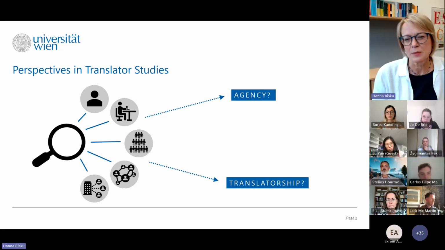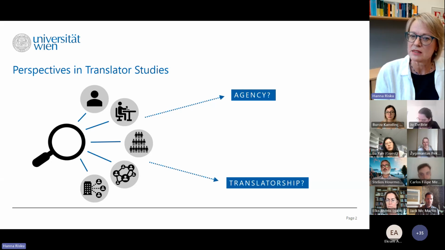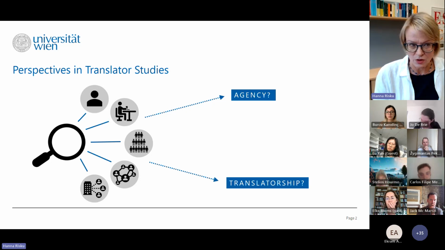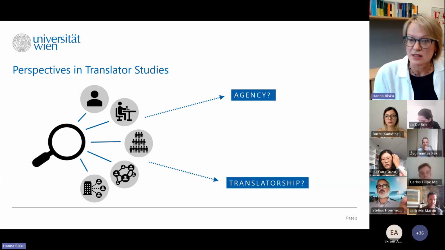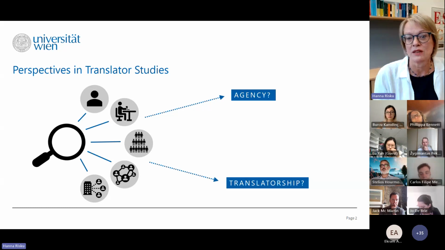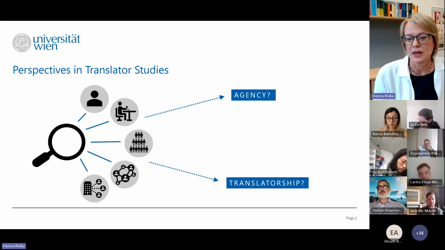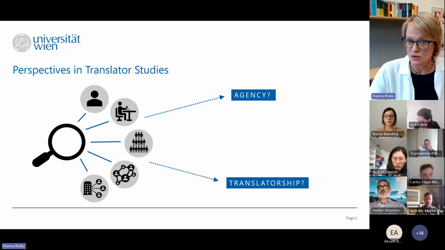So if you do your PhD project about translators, interpreters, you can approach them from different perspectives. You can study them as individuals or as larger entities like teams, groups, agencies, networks, and so on. And depending on this unit of analysis, you can tackle questions and concepts on different levels. For example, concepts like agency and translatorship that I mentioned in the title of this lecture might be seen and used in different ways. So still, agency and translatorship are just examples of concepts that strongly depend on the perspective that you take in your research.